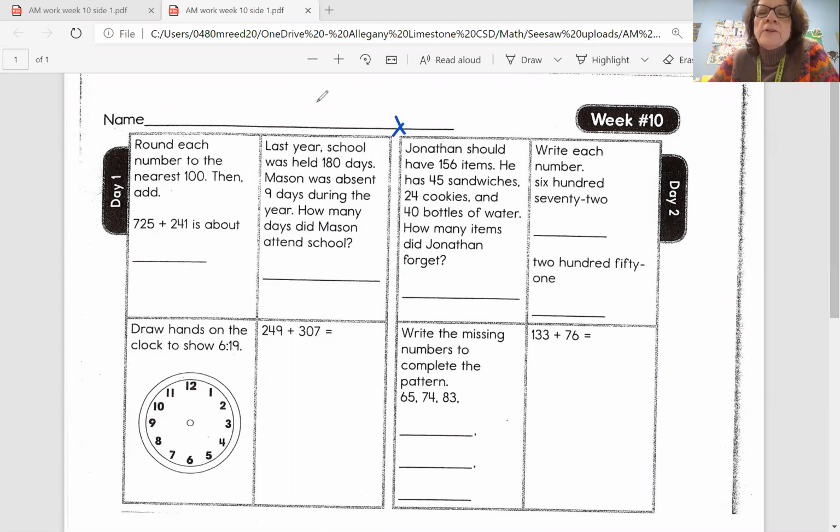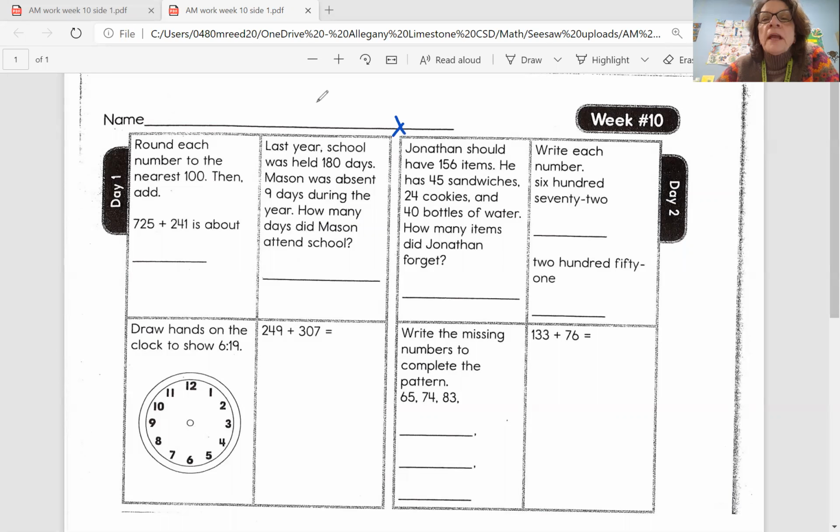It says Jonathan should have 156 items. He has 45 sandwiches, 24 cookies, and 40 bottles of water. How many items did Jonathan forget? So it's a word problem. And remember, the first thing we do with a word problem is read it and underline our knowns. So I'm going to read through it again, and this time I'll underline what I know.